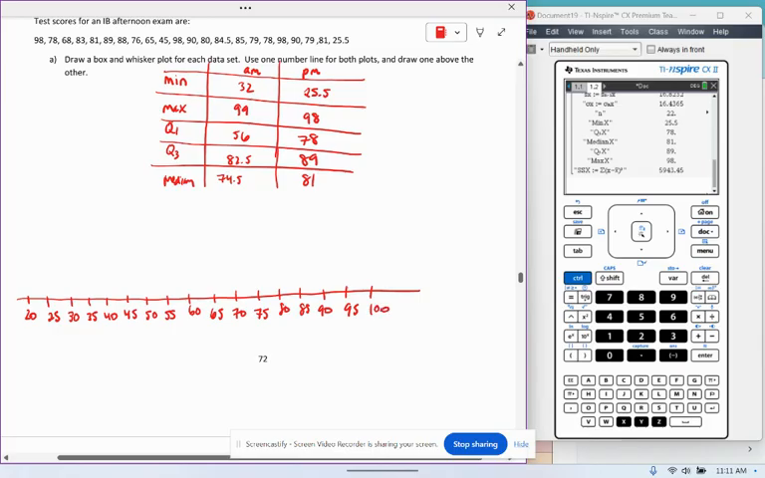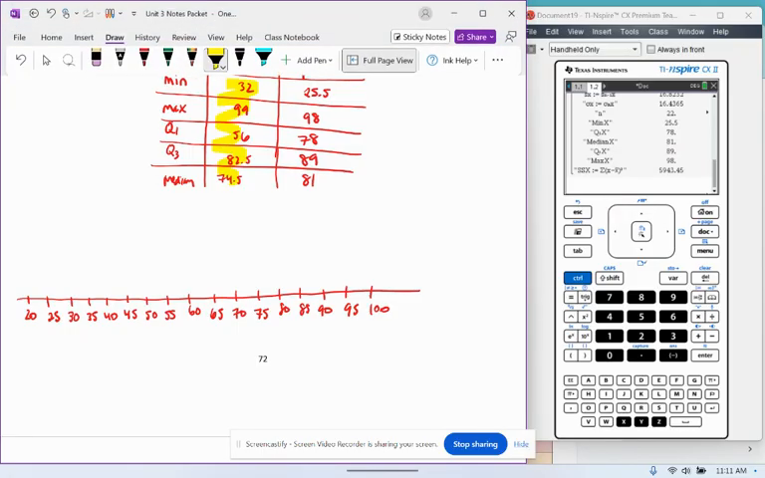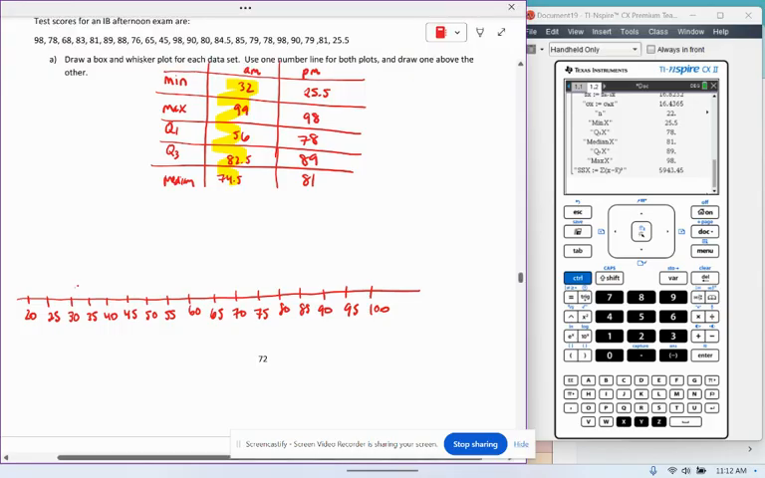Okay, so let's do AM on top. AM, their min is... I'm just going to work piece by piece here. Their min is 32. Their Q1 is 56. Their median is 74.5. Their Q3 is 82.5. All right, I'm just going to make the box now so I don't mess it up. And then the max is 99. This is AM.